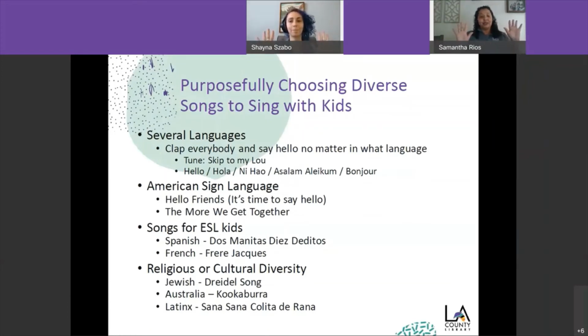And this is just a great way to practice some Spanish phrasing as well as counting with our children. It goes like this.